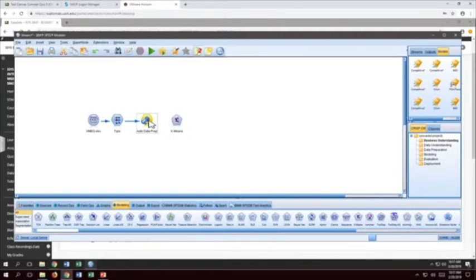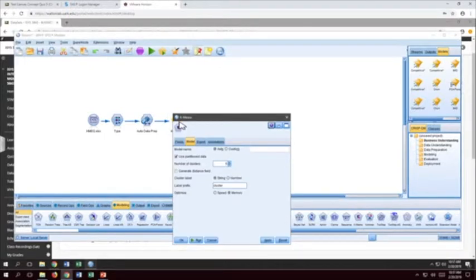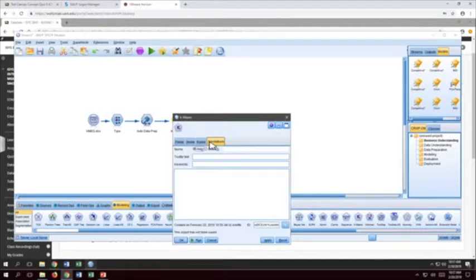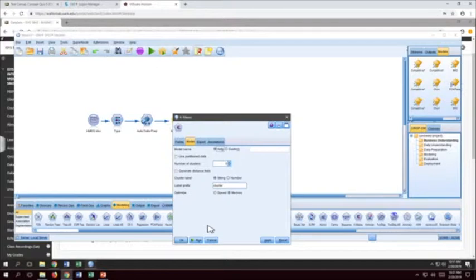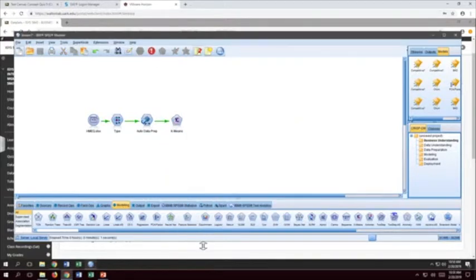So I'm going to connect my auto data prep to my k-means. In my k-means, when I double click on it, am I using partition data? I'm going to check that box. The number of clusters, the default is 5. We'll start with 5 and then we'll go from there. That's really all I want to change there. Okay, so we're going to run and see what happens.